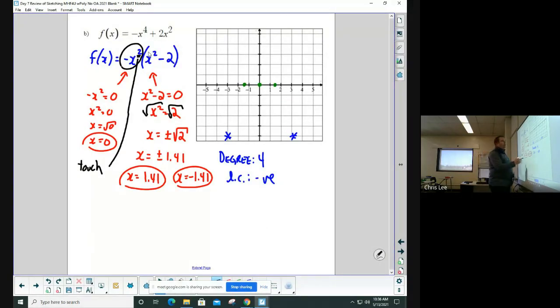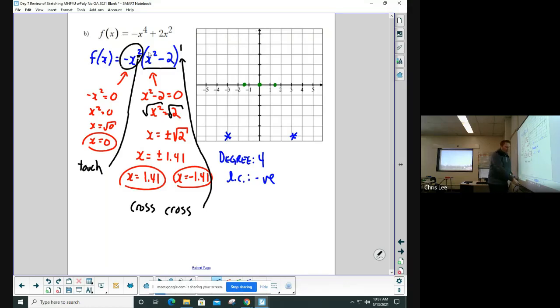These two roots came from this thing. And the order of that factor is 1. I don't care that inside the factor there's an x squared. What I care is the factor itself. And the factor itself is raised to the power of 1, which means both of these roots are going to cross. So this guy is going to cross, and this guy is going to cross.